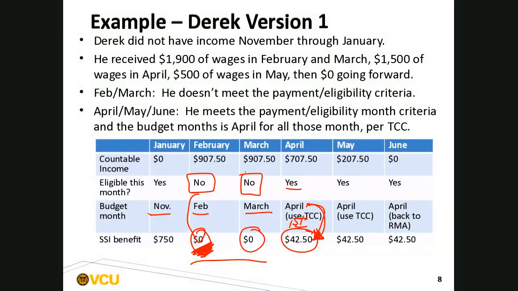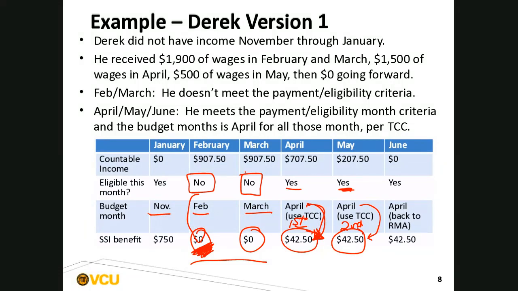The second month, May, his income dropped even further. He had $207.50 of countable income. So he does again meet the criteria for being eligible for a benefit. There are 3 months of this TCC, and he's in the second month of it. And in the second month of the TCC, they use April's income to calculate the SSI benefit. So they don't look at what the income was this current month.